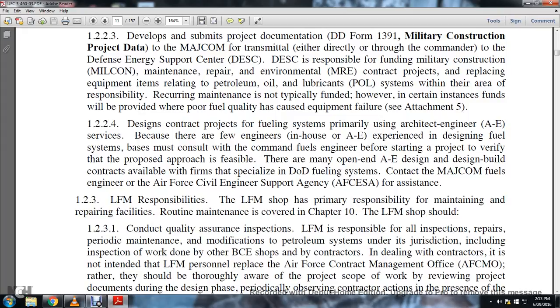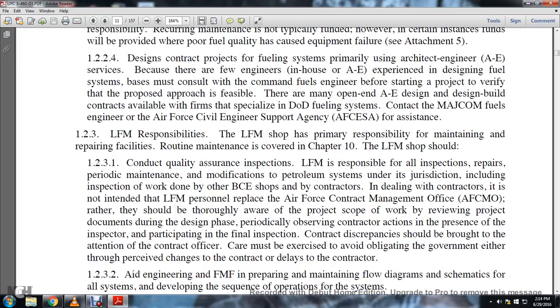1.2.2.4 Design contracts. Projects for the fuel system primarily use architect-engineer services because of the fuel engineering involved. Consult with the command fuels engineer before starting the project to verify that the proposed approach is feasible. There are many open-ended architectural engineering design and design-build contracts available with firms specialized in Department of Defense fueling systems. Contact the Major Command Fuels Engineering or the Air Force Civil Engineer Support Agency, AFCESA, for assistance.